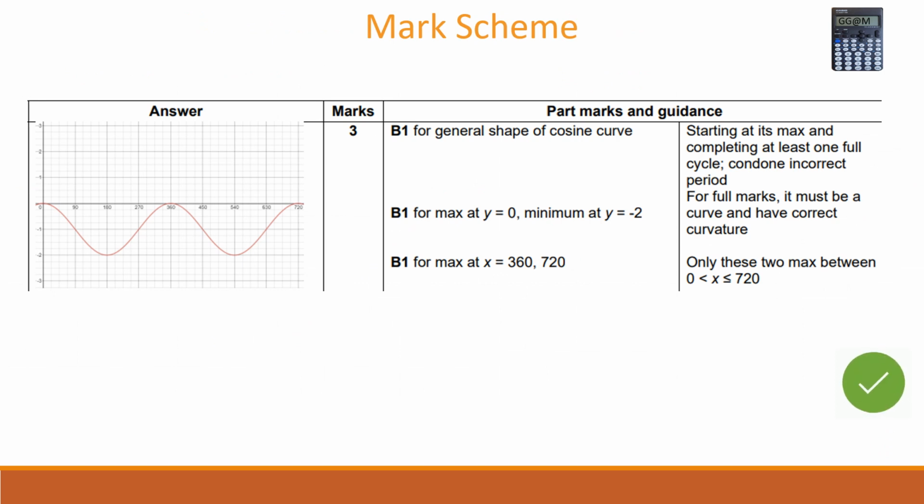The mark scheme on this question shows there are 3 marks. B1 is a method mark for showing the shape of the curve. Another B1 for showing that the minimum was at -2 and the maximum was at 0. And the third mark between 360 and 720 in your x-axis. So this is the shape of the graph that you should be drawing.